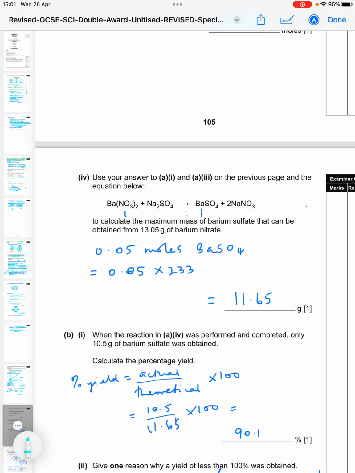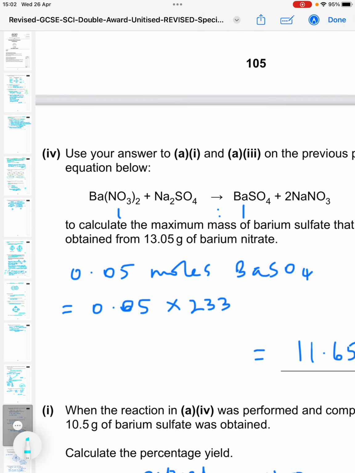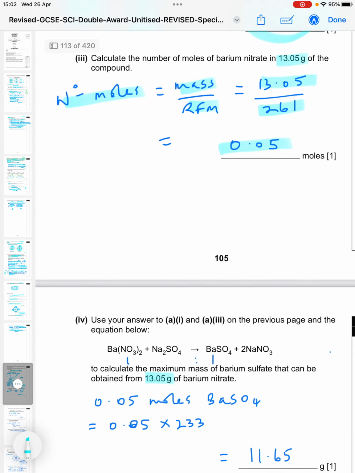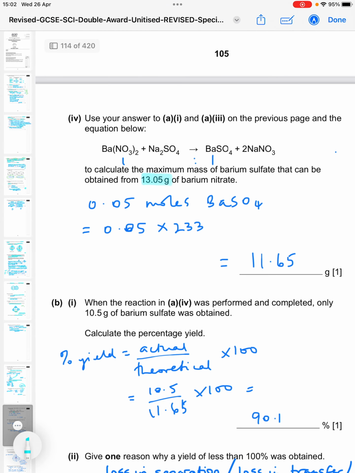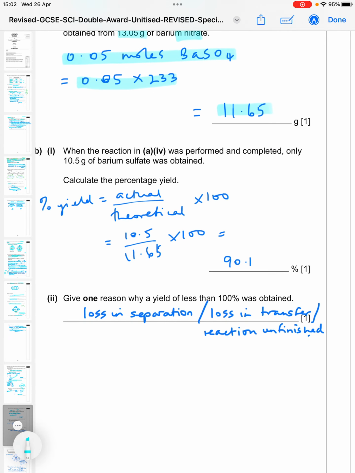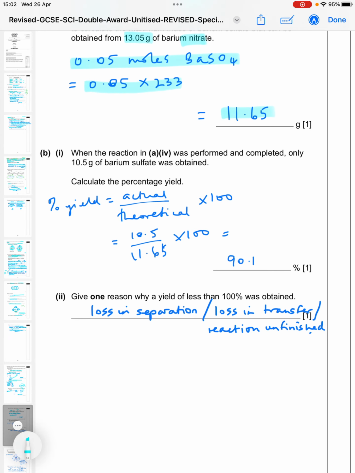Then use your answer to A part 1 and A part 3 in the previous page and the equation below to calculate the maximum mass of barium sulfate that can be obtained from 13.05 grams of barium nitrate. So the 13.05 grams of barium nitrate we saw in the last was 0.05 moles. So 0.05 moles of the barium sulfate. I think I said sulfate for the last one, the nitrate I was talking about. So 0.05 moles of barium sulfate, it's a 1-to-1 ratio, would be 0.05 times 233, which is 11.65 grams.